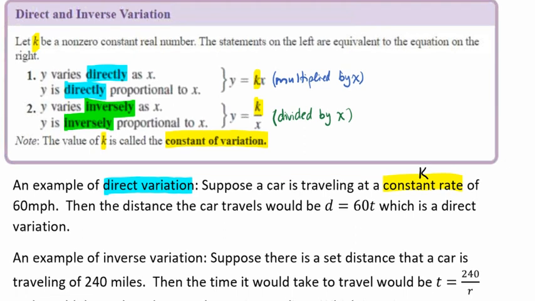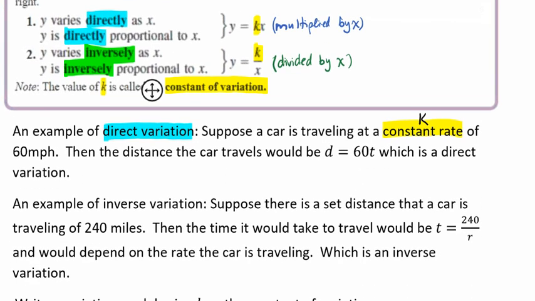Now, an example of inverse variation would be: suppose that there is a set distance that a car is traveling, let's say 240 miles. That's our set distance the car is traveling. That is our k. Then the time it would take to travel would be t equals 240 divided by r, and would depend on the rate the car is traveling, which is an inverse variation.